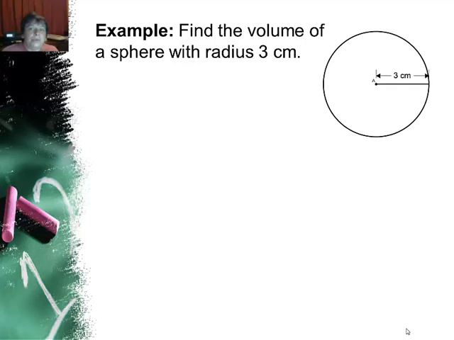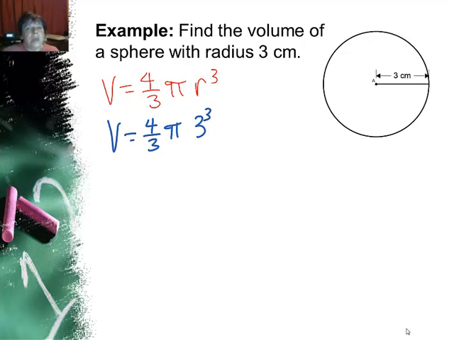I went ahead and drew it just to make it a little bit simpler, and you can see the 3 centimeters on the radius. Well, basically, it's really straightforward. You write down the formula, V equals 4/3 pi r cubed, and then you substitute in the 3 for the radius, so it becomes 3 cubed.